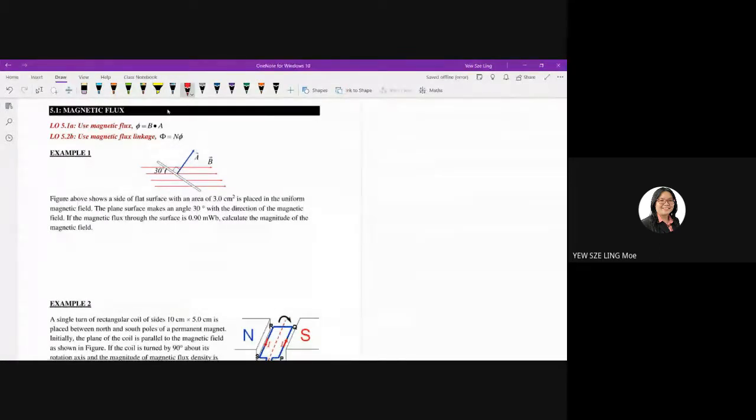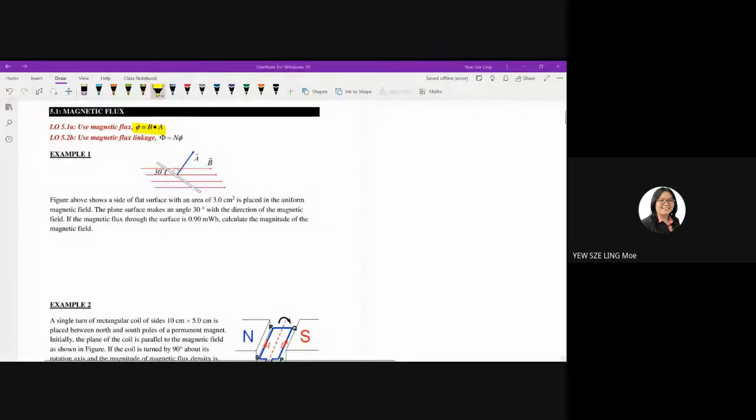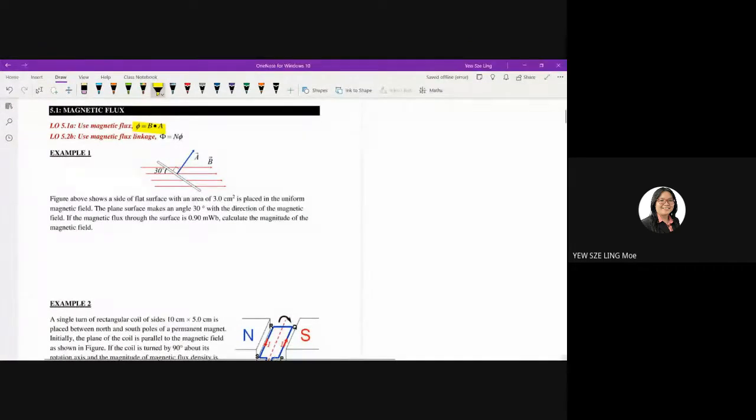In 5.1, we're going to focus on two equations. The first one is the magnetic flux, which is phi equals B dot A. Since you have a dot product, remember, if you want to calculate the magnitude, you just rewrite it as BA cos theta, where theta is the angle between vector B and vector A.